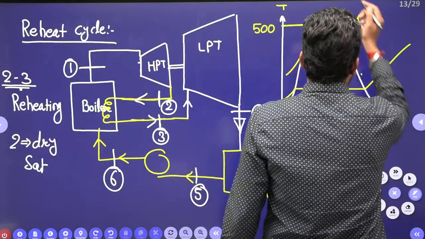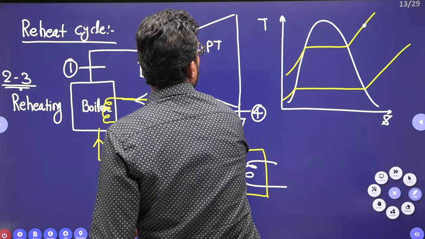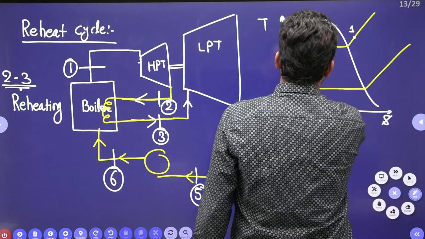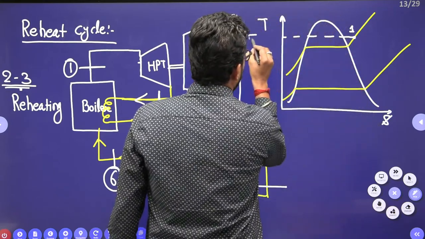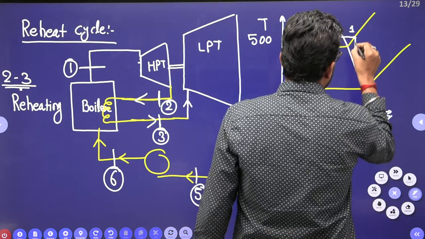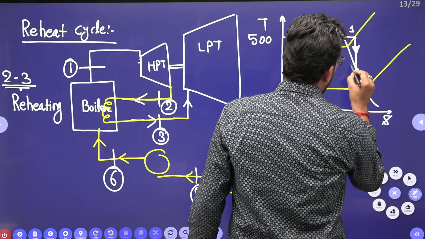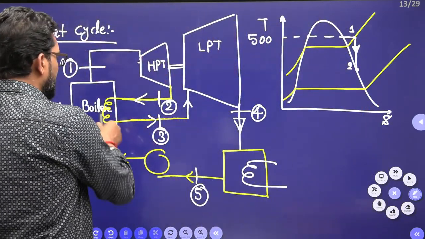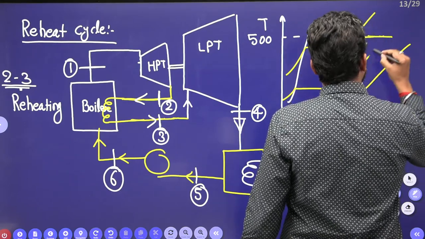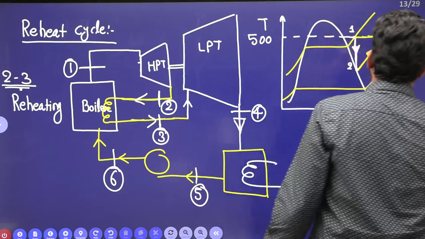So at point one, this is point number one we take, and this temperature we have 500, right? Point one is the inlet to the turbine, and it expands isentropically up to point two. Now 2 to 3 they again reheat, and heating will be done again at 500. So this yellow line is reheating, 2 to 3.